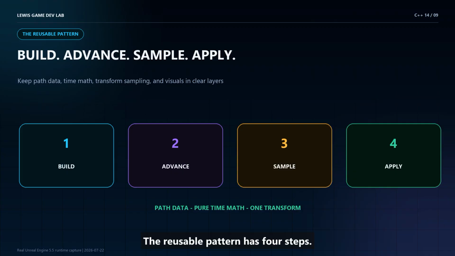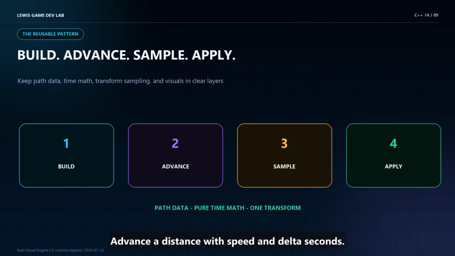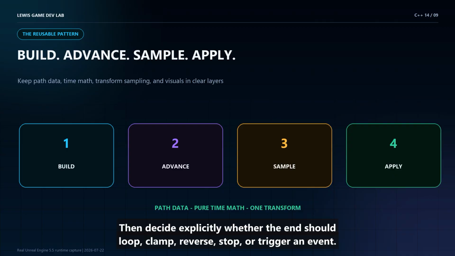The reusable pattern has 4 steps. Build or reference a spline path. Advance a distance with speed and delta seconds. Sample a transform at that distance. Apply the transform to the moving object. Then decide explicitly whether the end should loop, clamp, reverse, stop, or trigger an event.